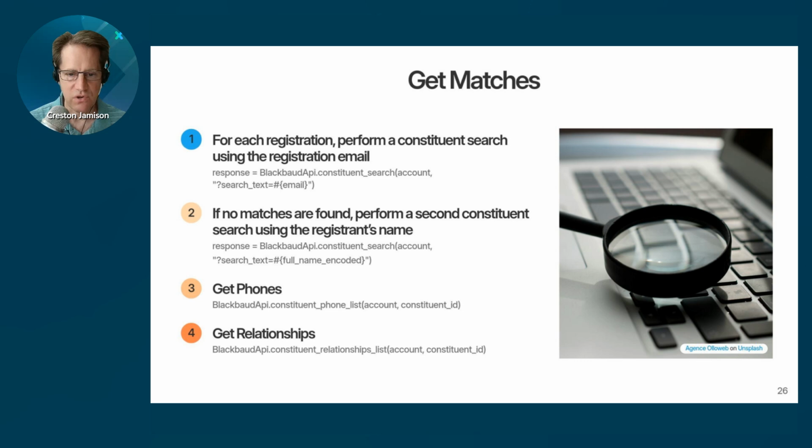Once you have all of those matches for each one, then go ahead and get the phones. Again, it's a similar method call. We're just calling constituent phone list, passing in the customer account as well as the constituent ID to bring those phones over. And then we similarly get the relationships. So we call constituent relationships list, customer account, and the constituent ID. I'm going to show you exactly what these method calls send a little bit later. That's in the code at the end. But for simplicity of just explaining the process, these are the basic method calls we're making.